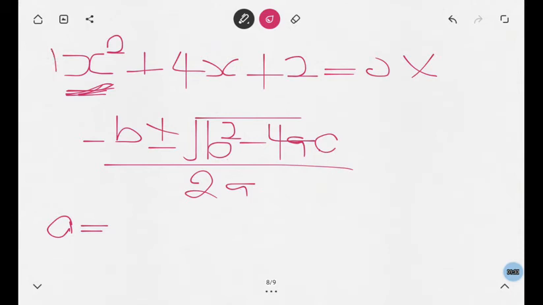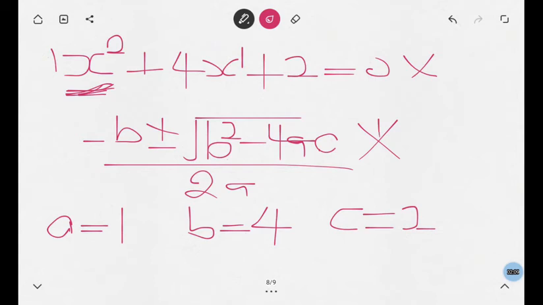So it means that our a is equal to 1, and our b is the coefficient of the variable with the second highest power. So this x here has a power of 1. So it means that the variable with the second highest power is the x power 1, which has a coefficient of 4. So it means your b is equal to 4, and then your c is the constant, which is 2.